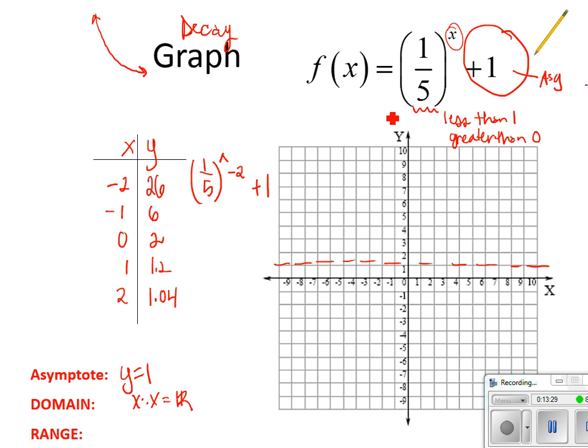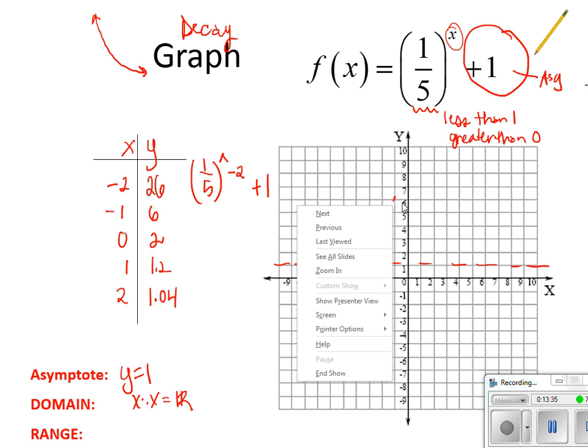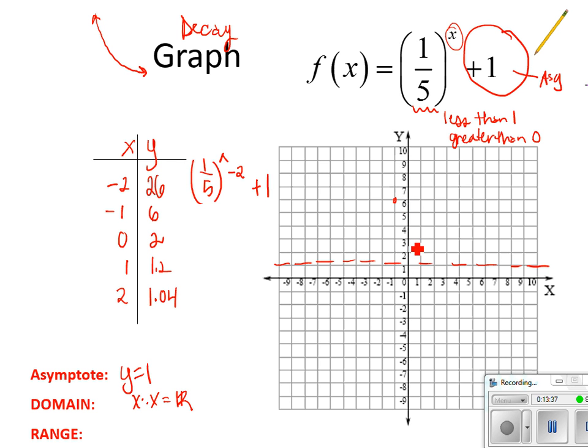So I'm not going to plot the -2, 26. -1, 6 I'm going to put on there. 0, 2, 1, 1.2, and 2 really close to 1. I see the curve. It's going to approach that, but it's never going to touch it. So it's y is greater than 1, not greater than or equal to, but greater than 1. And that's it. So that's decay graphs.